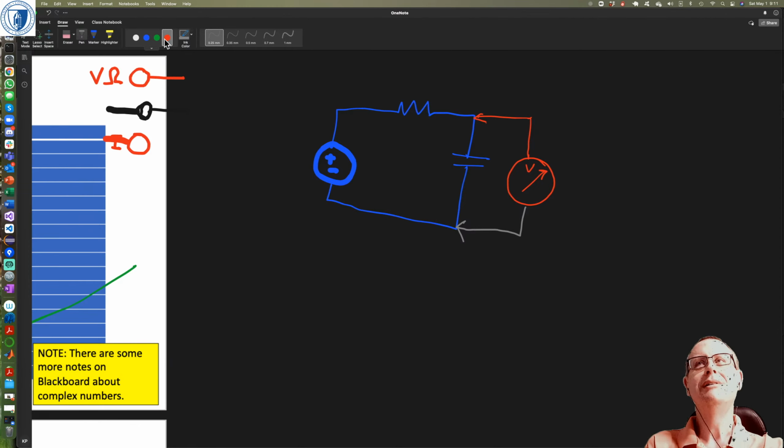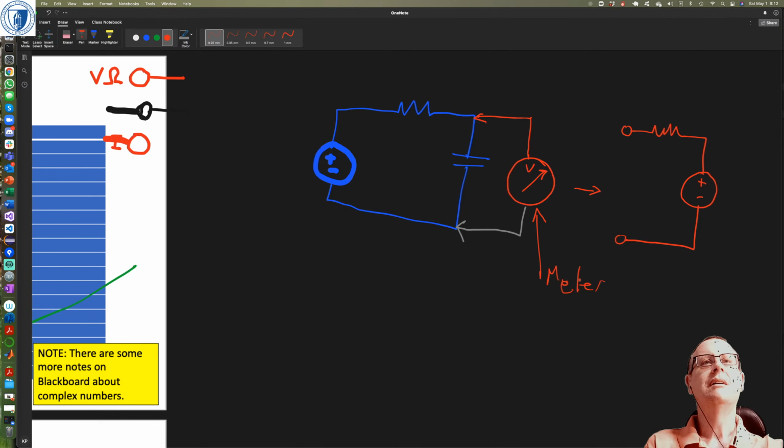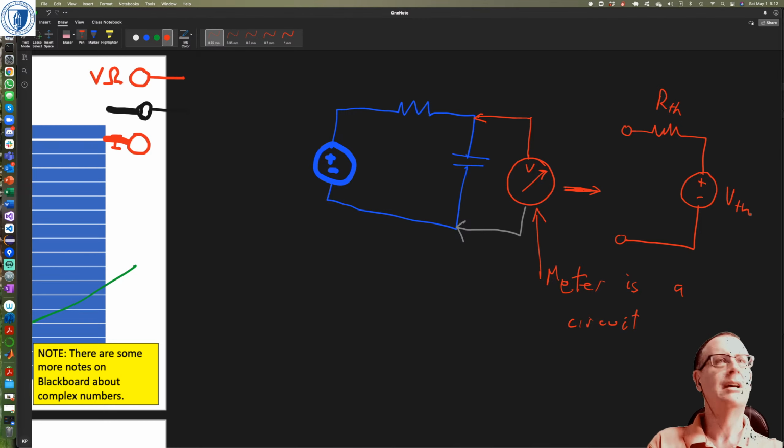Now, we know a way to represent this thing is like this, because this multimeter, this meter, is a circuit. And okay, it's not a linear circuit, but just based on what we've done in this class, you can think about replacing that circuit with its Thevenin equivalent, because it is a circuit. Maybe it's a ZTH, maybe it's not an RTH, so it's a Thevenin impedance rather than a Thevenin resistance. But you can think about it.